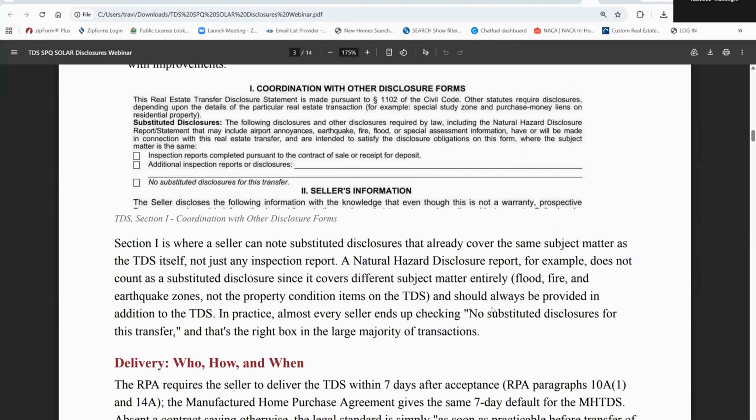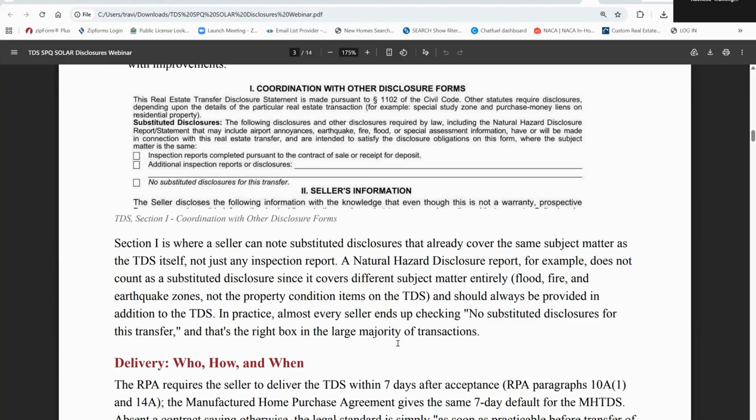All right. So next up, section 1. When you're filling out the TDS, we need to make sure this thing is 100% complete. Otherwise, it can be kicked back from the other side saying, hey, this is not a complete disclosure. I need you to fill it out completely. Right now we're looking at a snippet from the top of page 1 of the TDS, and this is section 1. This has to be completed.